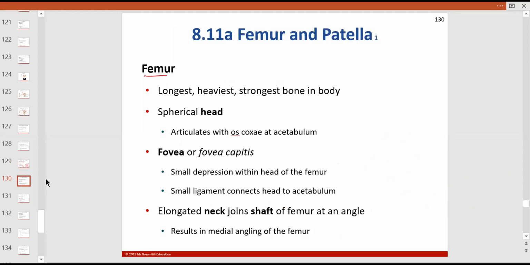So the femur is the longest bone, thickest bone. Technically it's not the thickest, but it's the heaviest for sure in mass. It has a head just like the humerus. The head has a little dimple on the top, and that's called the fovea capitis. And this is an attachment site for a ligament. And it's called the ligamentum teres.